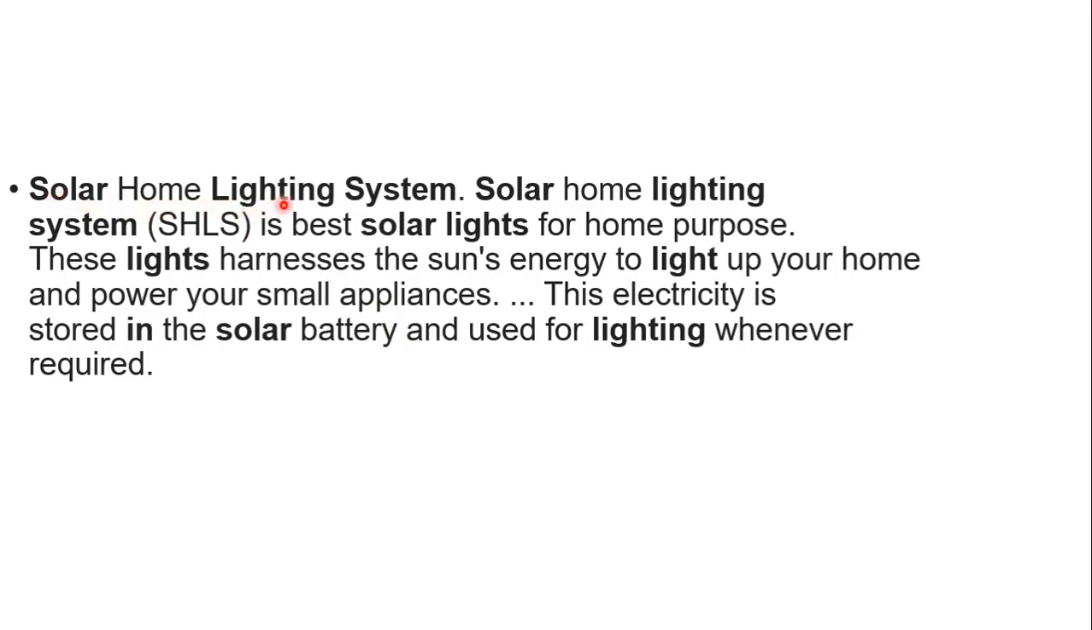Solar home lighting system. Solar home lighting system, SHLS, is the best solar light for home purposes. These lights harness the sun's energy to light up your home and power your small appliances. This electricity is stored in the solar battery and used for lighting whenever required.